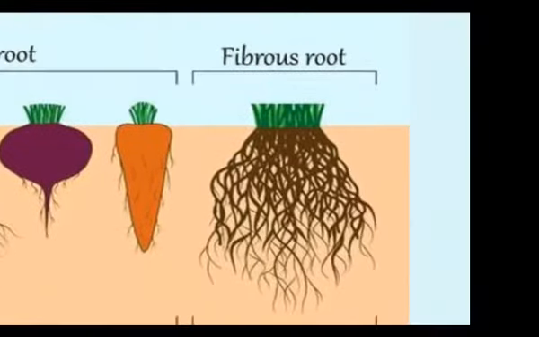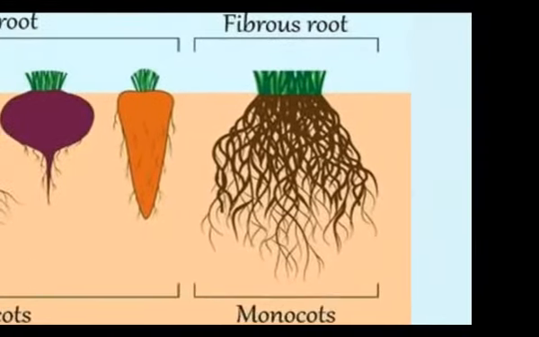Whereas in fibrous root, which you can see in the grasses, and there are other plants like rice, wheat, we can see this kind of root. Here there is no main or thick root. All the roots are spread away in the ground. There are no branches.